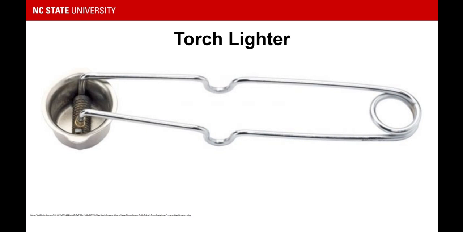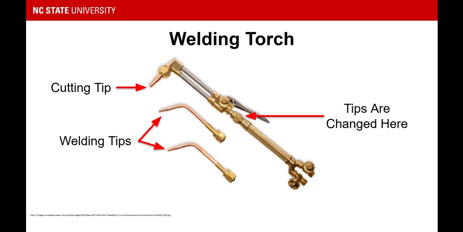This is what the torch lighter looks like. You can strike it, and it creates a flame. Basically, there's a little replaceable flint in there that you can replace as it wears out. And here's your welding torch setup. What we have at the top of that picture is the cutting tip. You can loosen that nut where it says tips are changed here, and you can replace it with a welding tip that looks like this.